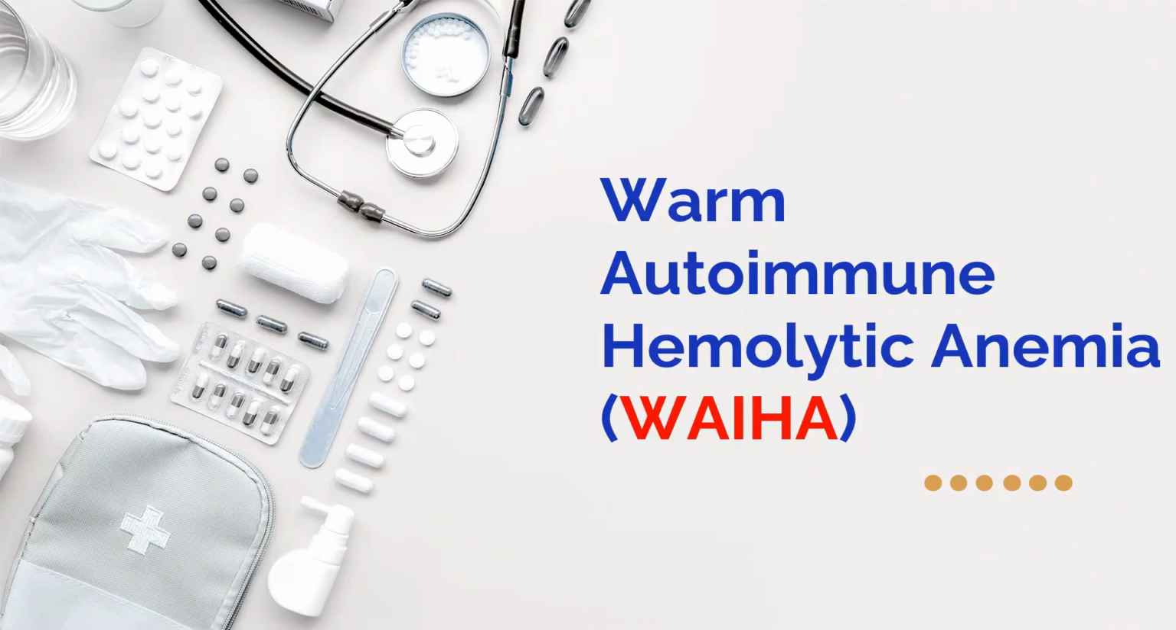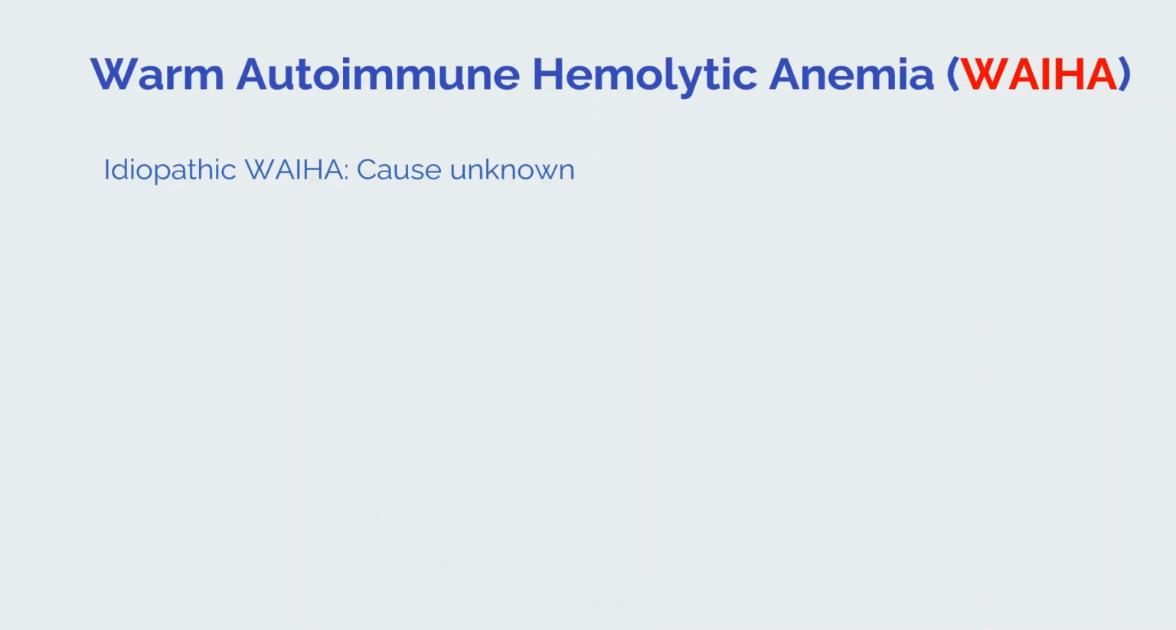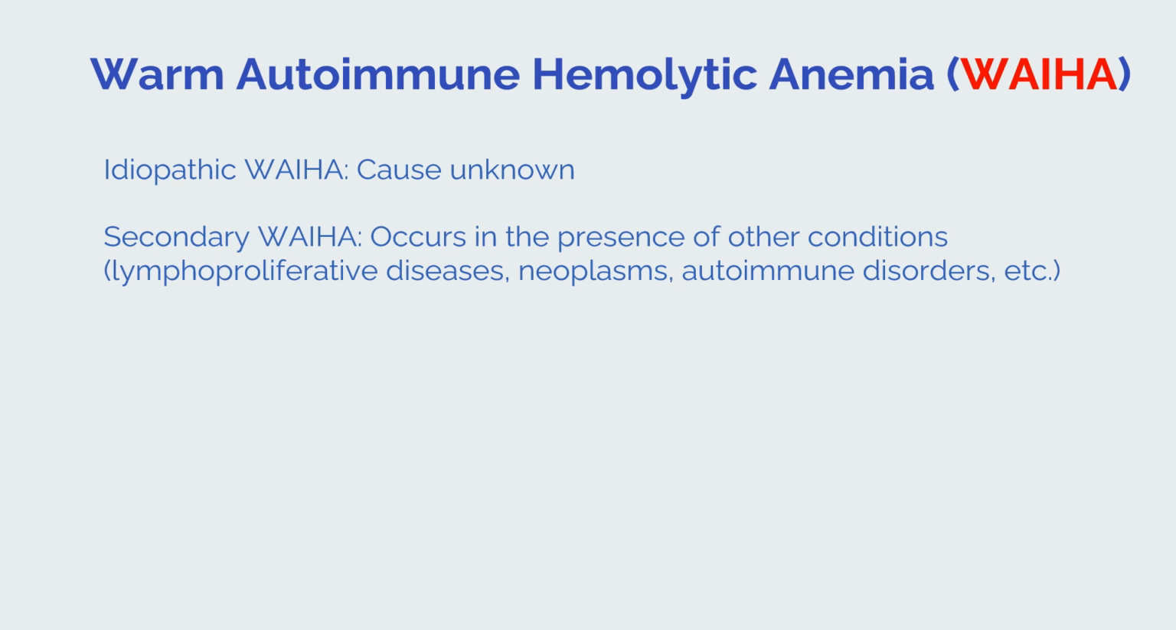hemolysis. Warm autoimmune hemolytic anemia, WAIHA, is the most common type of autoimmune hemolytic anemia, accounting for up to 70% of cases. Let's dive deeper into the details of this fascinating condition. WAIHA can be classified into 2 categories, idiopathic and secondary. Idiopathic WAIHA refers to cases where the cause is unknown, while secondary WAIHA occurs in the presence of other conditions such as lymphoproliferative diseases, non-lymphoid neoplasms, autoimmune disorders, immunodeficiency disorders, and viral infections.